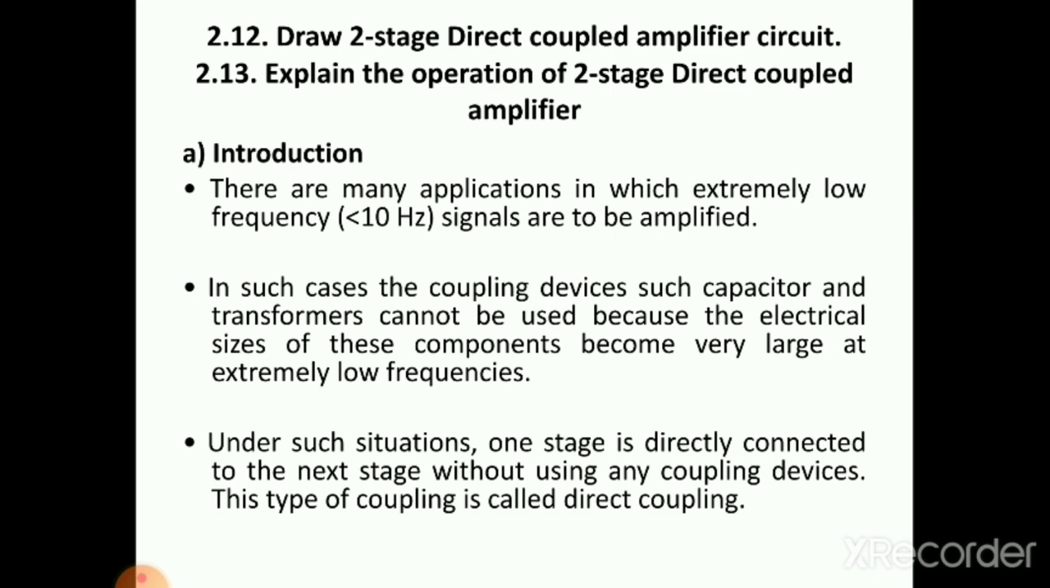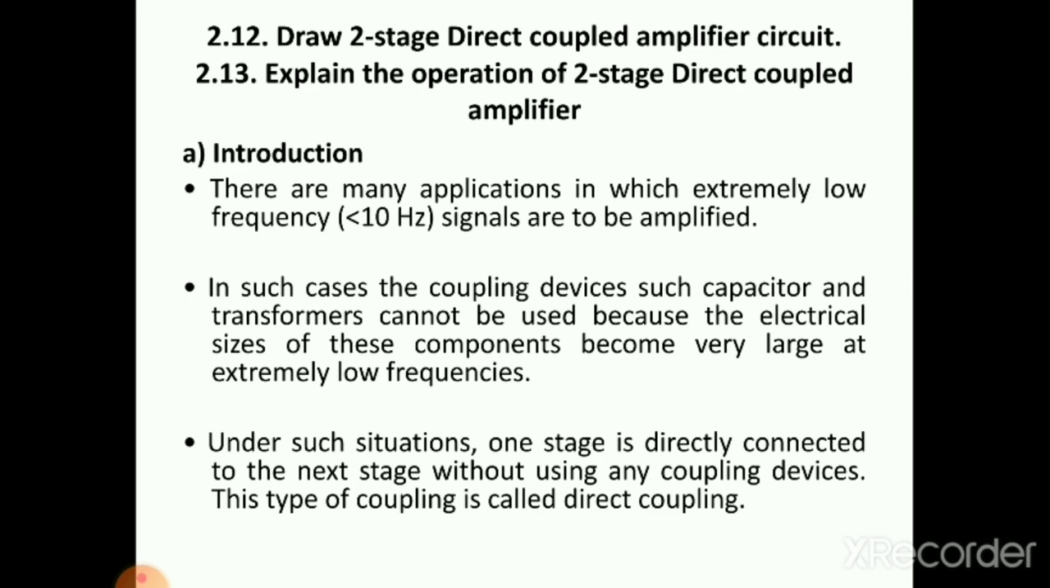Today's topic is the two-stage direct coupled amplifier circuit. In the previous lessons, we have learned about the RC coupled amplifier and the transformer coupled amplifier. We have seen the frequency response of these two amplifiers. Now, the third type in the coupled amplifiers. There are three types of coupled amplifiers. First one is RC coupled, second one is transformer coupled, and the third one is the direct coupled amplifier circuit.